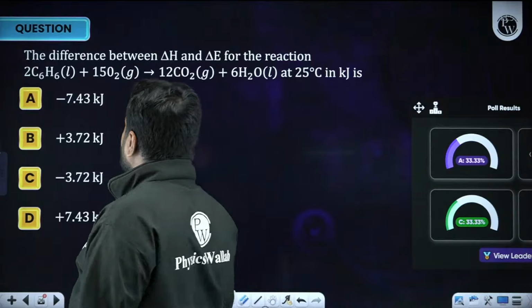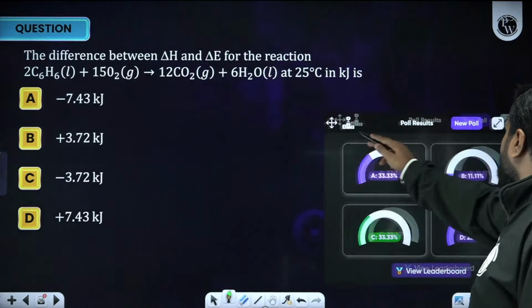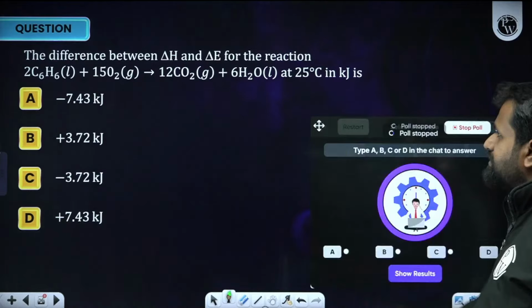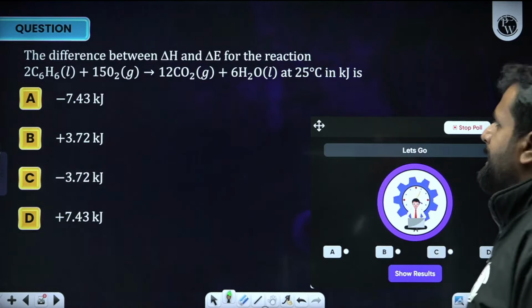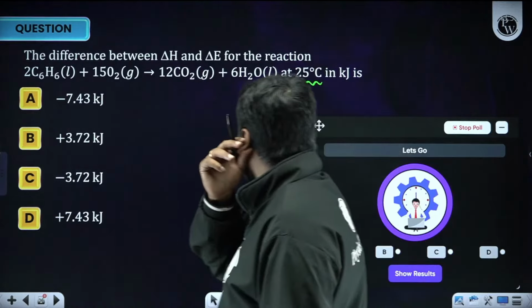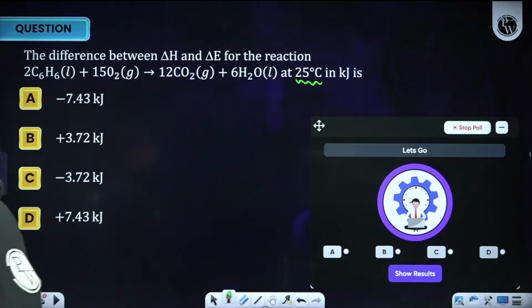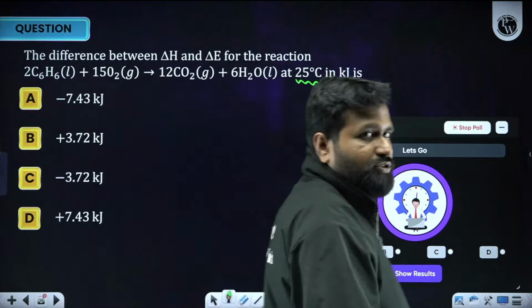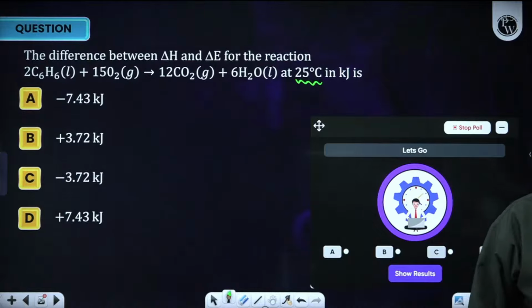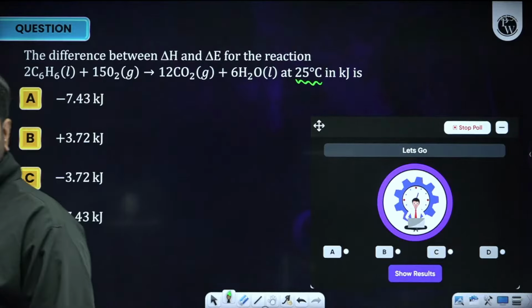Next question. The difference between delta H and delta E for the reaction, temperature is 25 degrees C. What will be the answer for this question? How to solve this particular question?